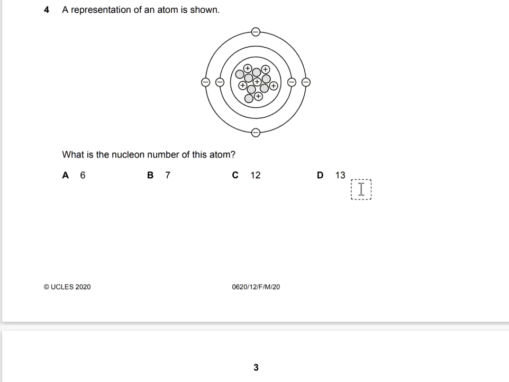A representation of an atom is shown. So we have here a diagram of an atom with the electrons surrounding the nucleus. What is the nucleon number of this atom? All you have to do is count the number of protons and neutrons in the nucleus. So we have 1, 2, 3, 4, 5, 6, 7, 8, 9, 10, 11, 12, 13. So the correct answer for this is letter D.